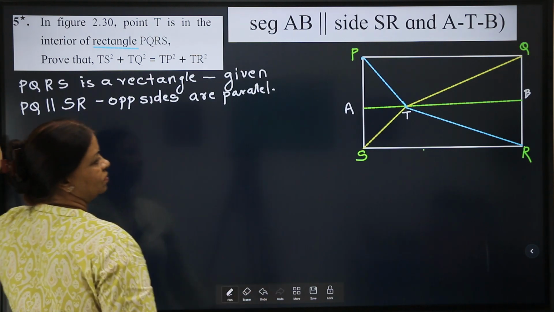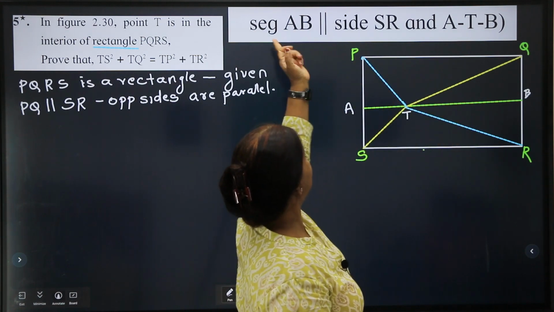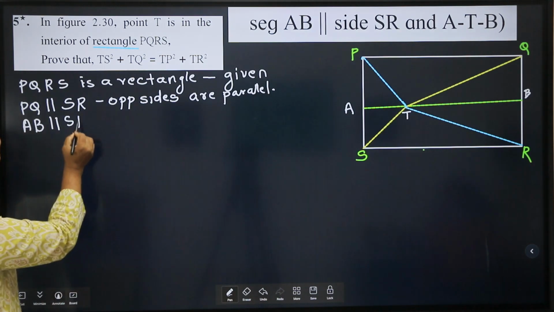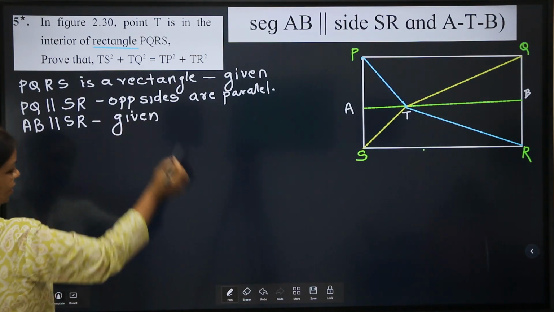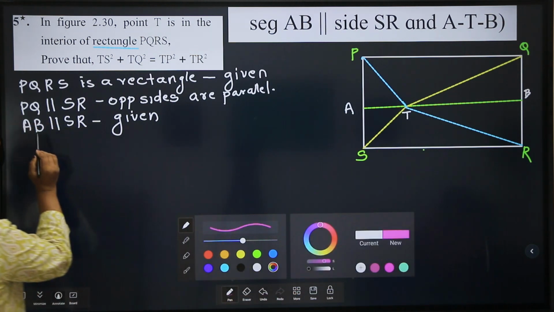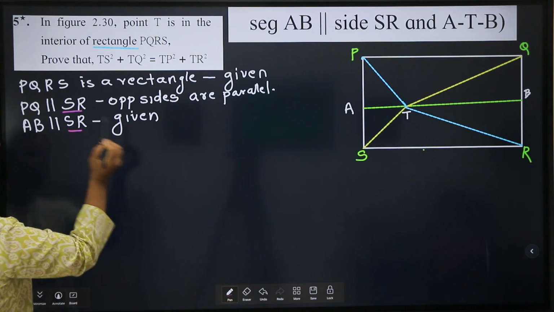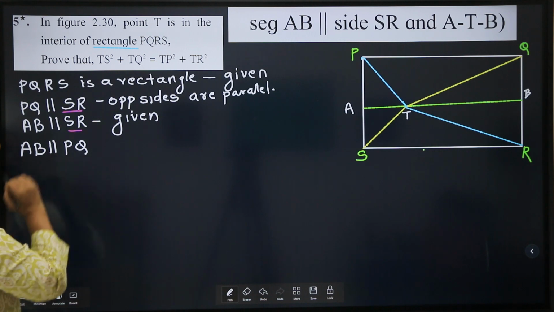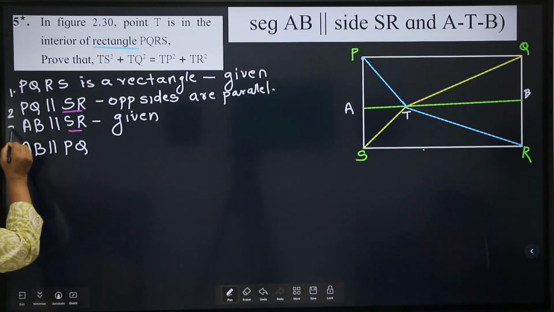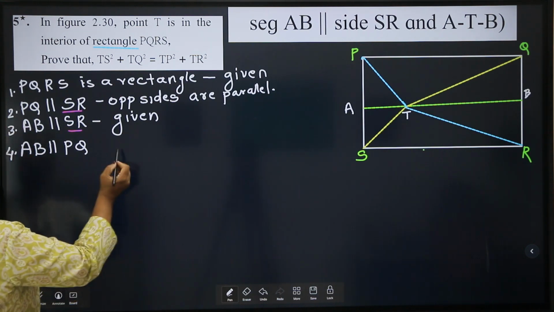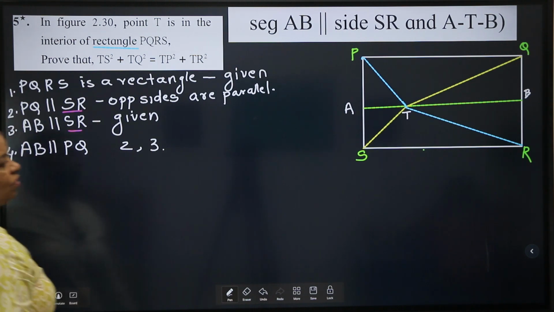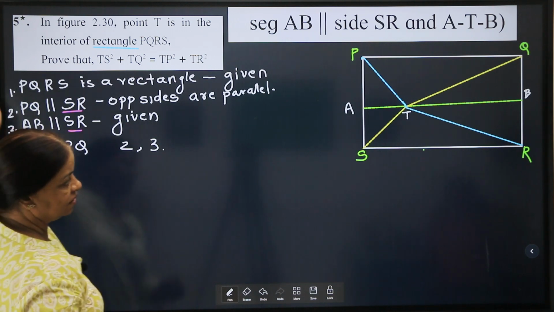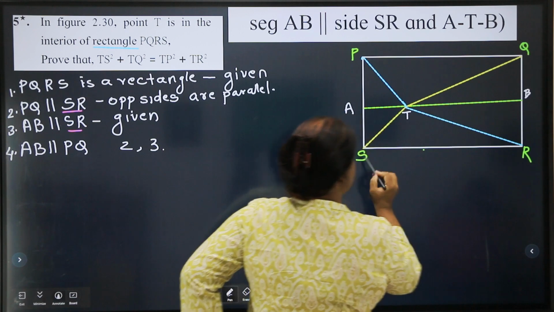And what else is given? Now see, PQ is parallel to SR and it is given AB is also parallel to SR. AB is parallel to SR. And this is given. Now you will consider this point. PQ is parallel to SR, AB is also parallel to SR. So can I say that AB is parallel to PQ? This is point 1, this is point 2, this is point 3, and this is point 4. So how did I get from 2 and 3? I got AB as parallel to SR, children. Now if AB is parallel to SR, I can say ABRS is a rectangle.